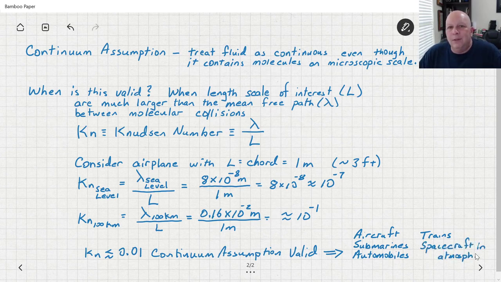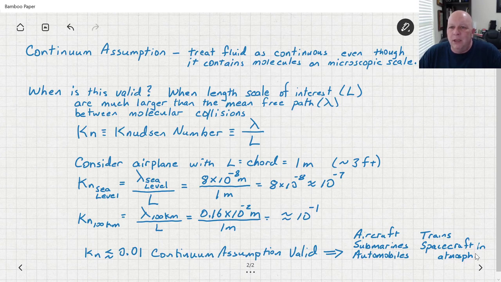Now you might ask yourself, why is this continuum assumption even important? Why do we even worry about this? The reason we worry about it is that when we look at fluid properties, if the continuum assumption is valid, then our properties are essentially time invariant. We don't have to worry about the mechanics of individual molecules. We can use time average properties.